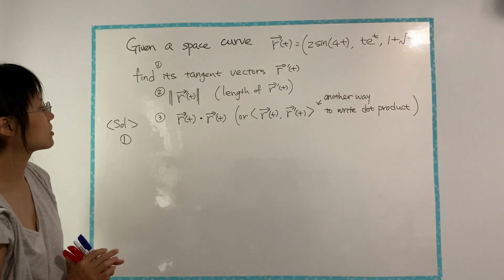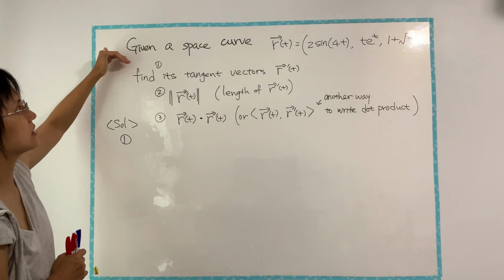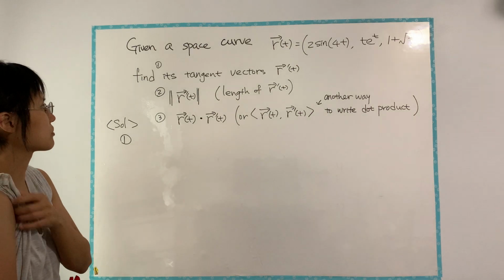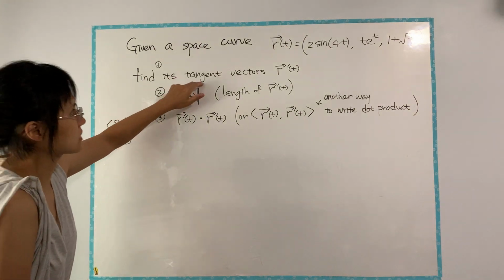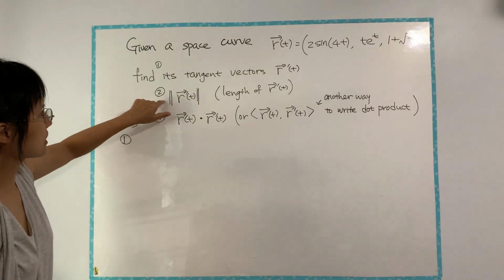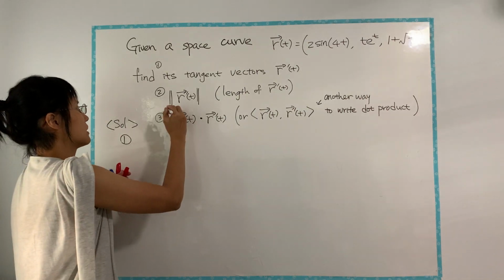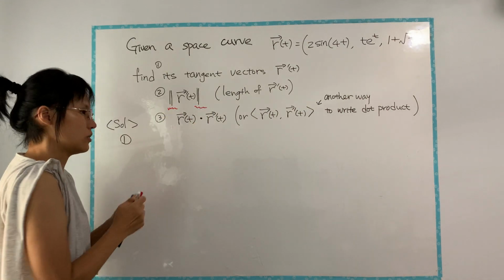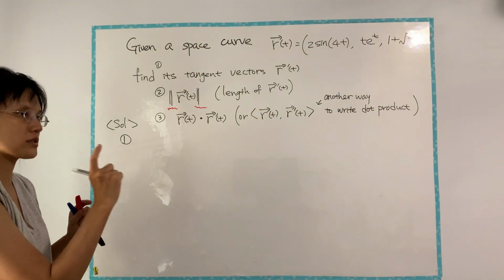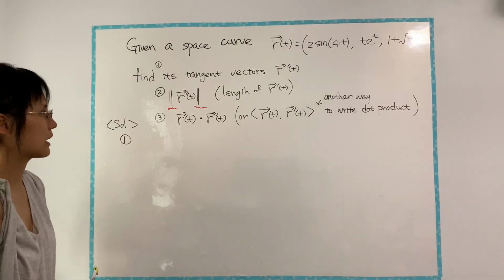All right, so now we have a task. We're given a space curve in the form of a vector valued function in R3. We want to find its tangent vectors, so that's r prime of t. Second, we want to find the length of r prime of t. When I see this notation, I know I'm looking for the length of the vector. It doesn't matter if it's just a vector or a vector valued function, we know we're looking for length.